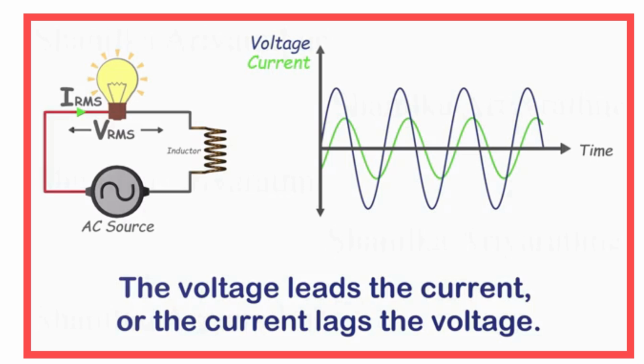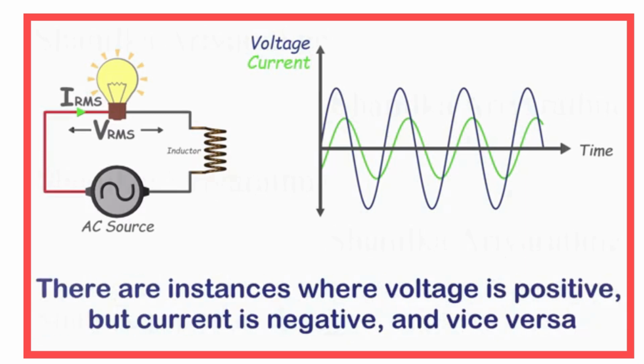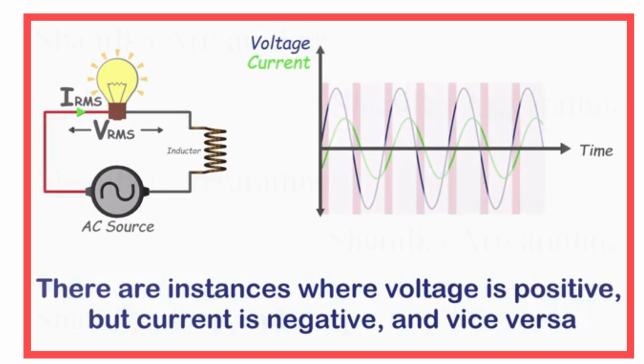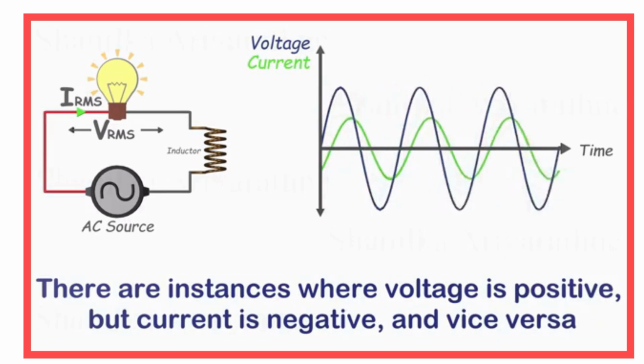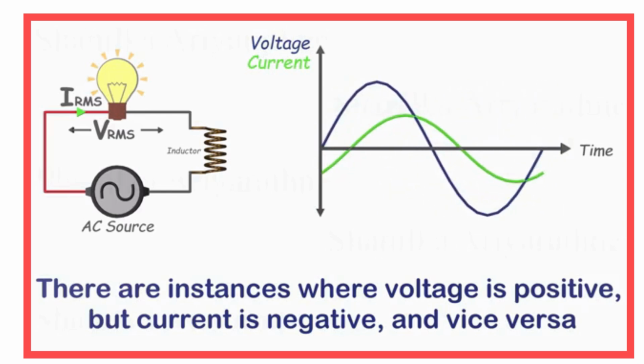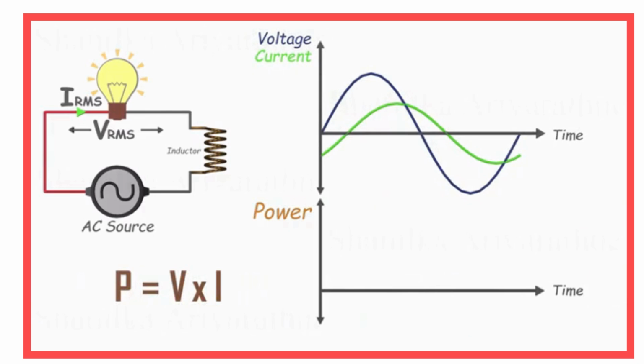If you are not familiar with inductance, I highly recommend watching our inductance video. Due to this lag, there are instances where voltage is positive, but current is negative, and vice versa. Let's focus on one cycle. What has happened to the power now? We can calculate the instantaneous power over one cycle as before.